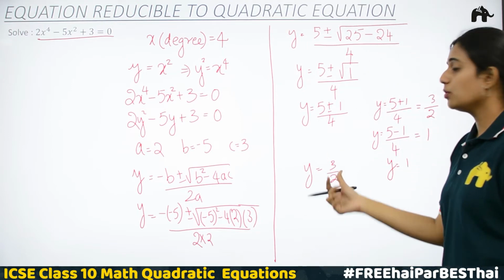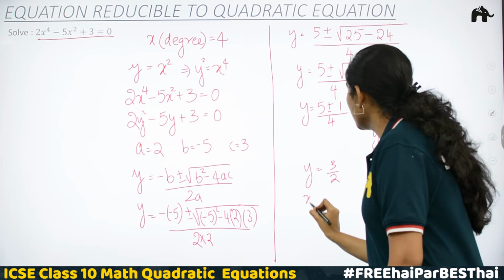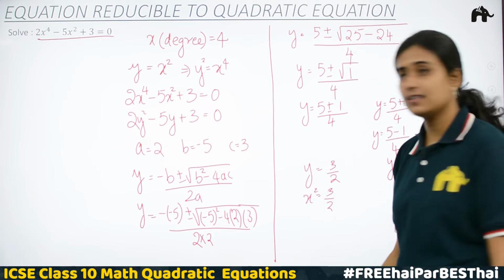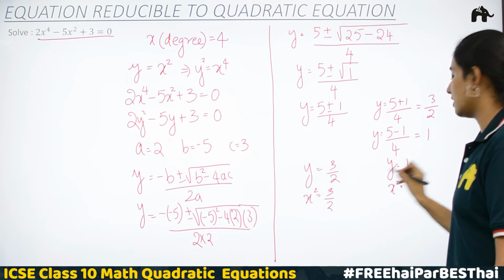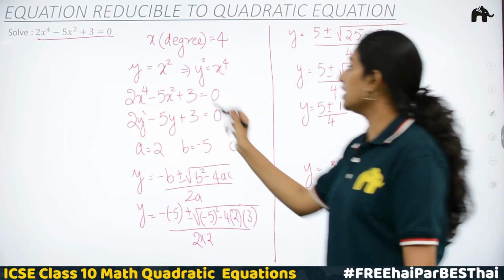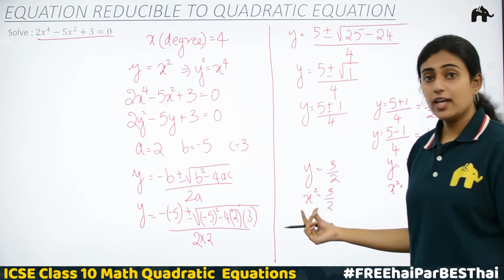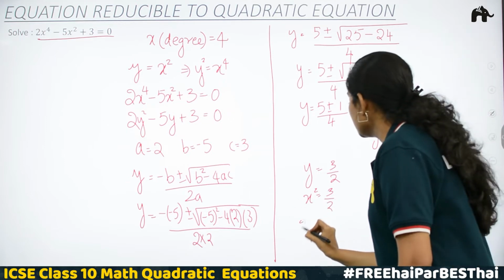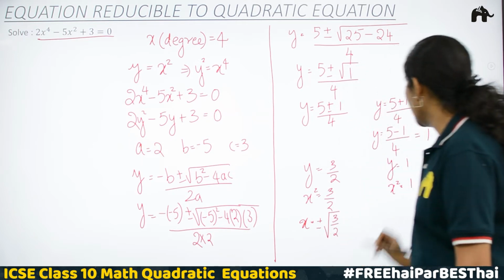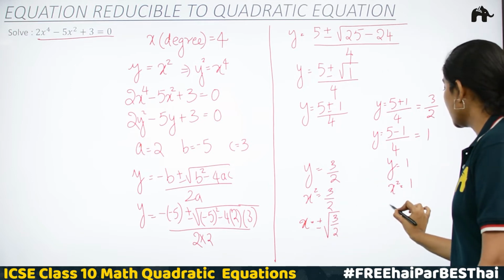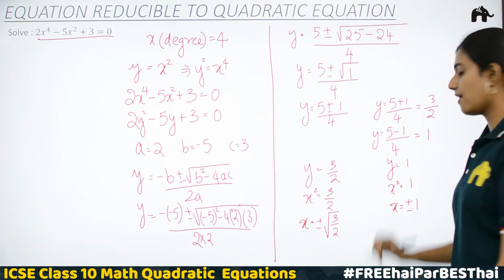Okay, when y is equal to 3 by 2, what is x? Y is equal to x square, which means x square is equal to 3 by 2. We can write like this. Okay, when y is equal to 1, we can write x square is equal to 1. Because this was our substitution. We substituted x square is equal to y. So, in the position of y, we can give this x square. X square is equal to 3 by 2, which means x is equal to plus or minus root of 3 by 2. X square is equal to 1, which means x is equal to plus or minus root of 1. Root of 1 is 1.